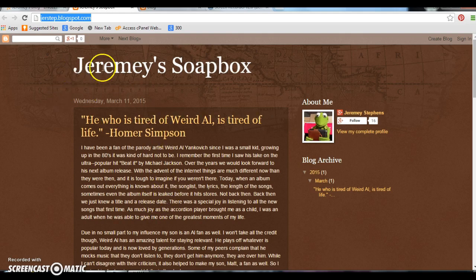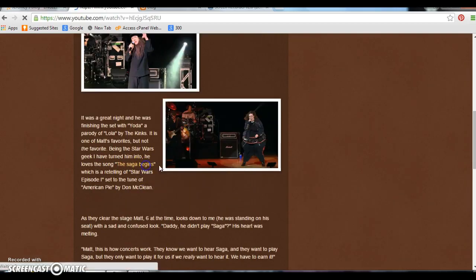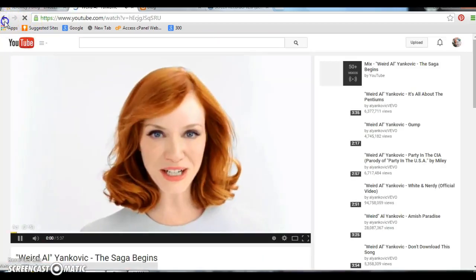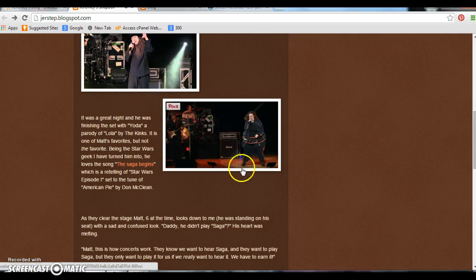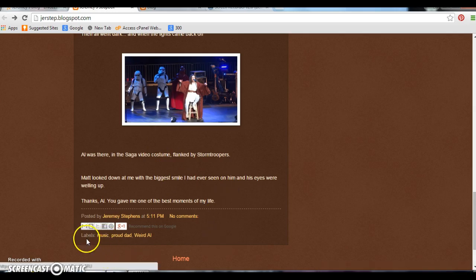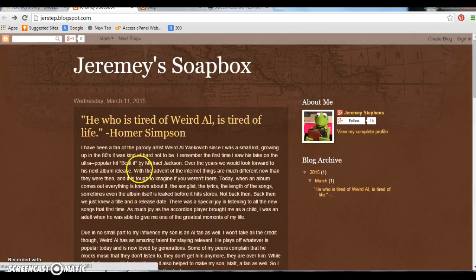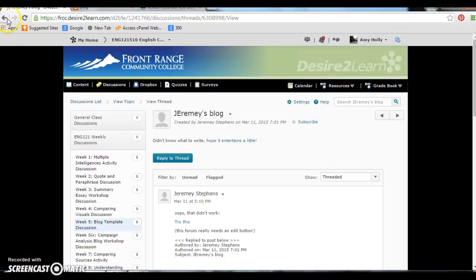He also has a different header and title. He's got the embedded links that we can see work. He's also done a really good job embedding his photos and making the text wrap around the pictures. So that's a little bit of extra skill there. And then he's got labels as well. So music, proud dad, Weird Al, those are all things that relate to this topic that he's writing about. And so that would allow someone who is searching for the same topic to land upon his post, which is how readers do access blogs.